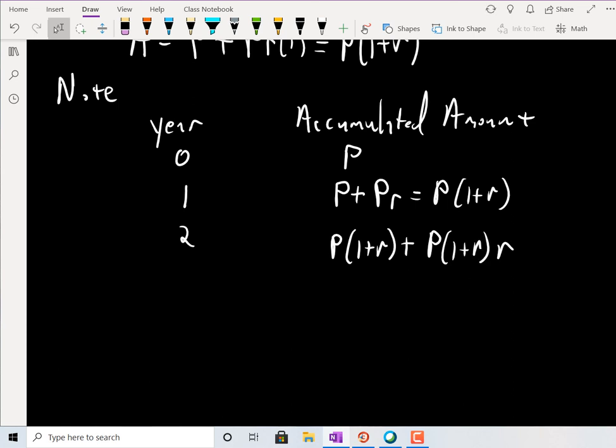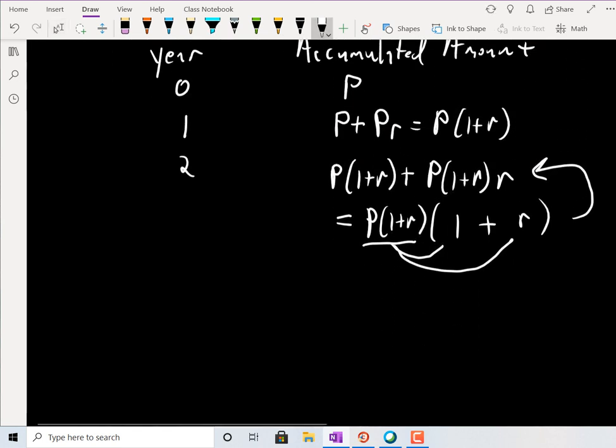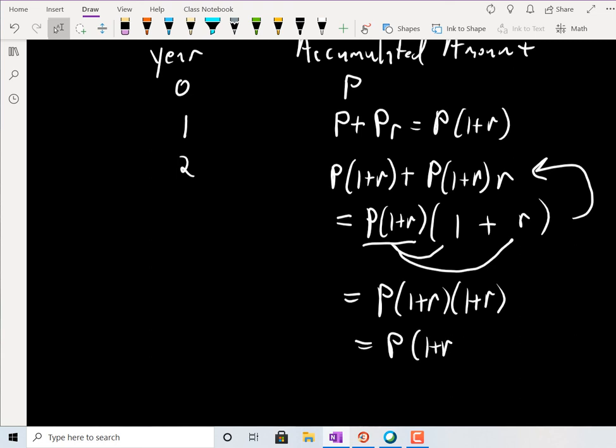Then we can factor out a P times 1 plus R. And the leftover, we have 1 plus R. So you see, if I distributed this, I would get back to where I started. Hopefully that convinces you. And you could rewrite that as P times 1 plus R times 1 plus R, or P times 1 plus R squared.